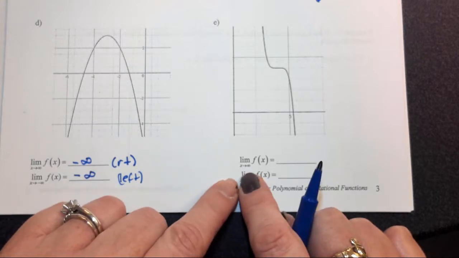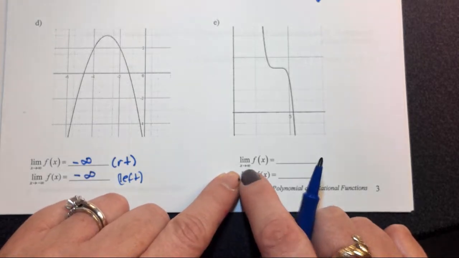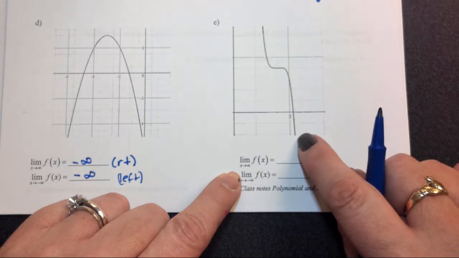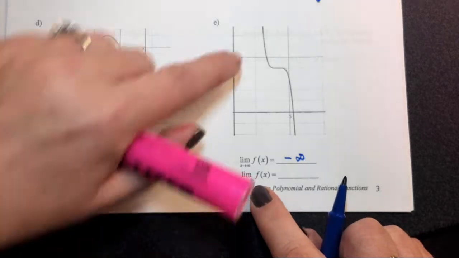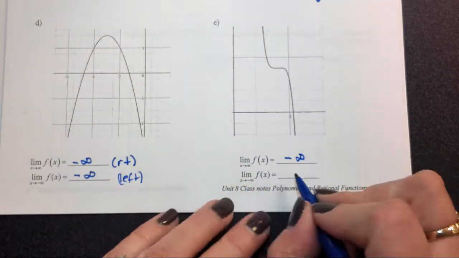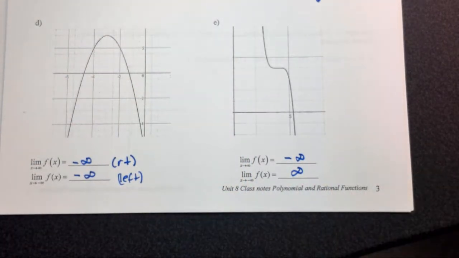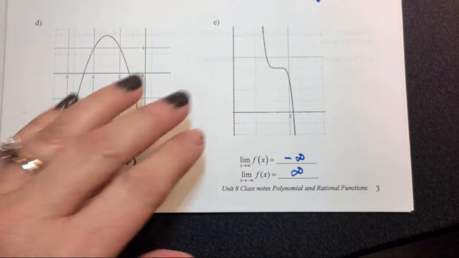Limit as x approaches infinity. I'm looking on the right-hand side, so what direction is this pointing on the right? It's pointing towards where? Negative infinity. As x approaches negative infinity, it's pointing up, so it's pointing towards what? Positive infinity. So any questions about the limit notation? Like I said, the limit notation as x approaches positive or negative infinity, you're just looking at the end behavior.